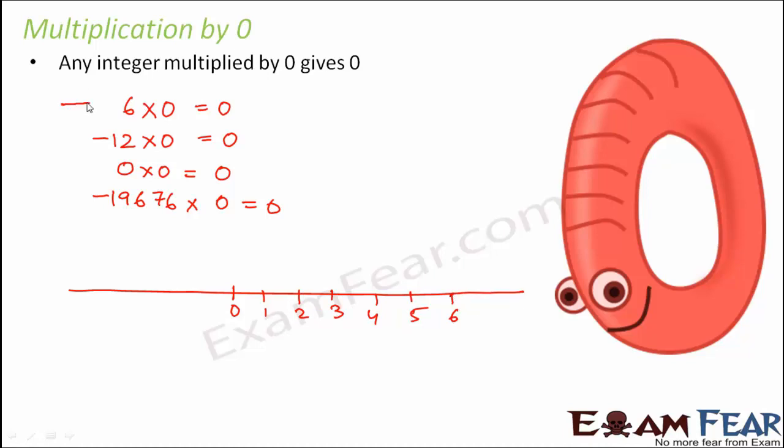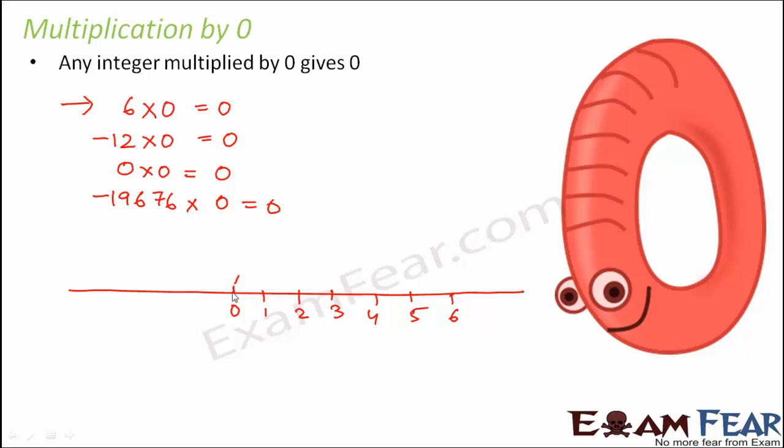Now let us take the first example, that is 6 multiplied by 0. Now what is the meaning of 6 multiplied by 0? Earlier we have learned that when we say 6 multiplied by 1, that means 6 is added one time. So one time added means from 0 you will take one jump till 6. Now when we say 6 multiplied by 0, that means 6 is added 0 times. That means 6 is not added at all.